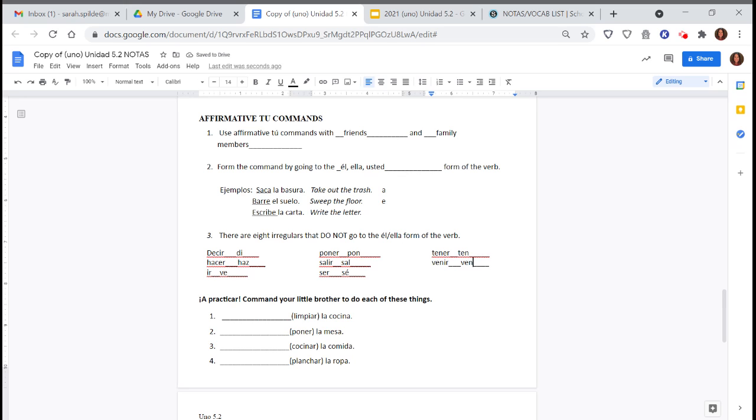So you can kind of think of this chant. We have di, haz, ve, pon, sal, sé, ten, ven. Ten, ven. So you can kind of remember that to help you recognize these 8 irregulars.